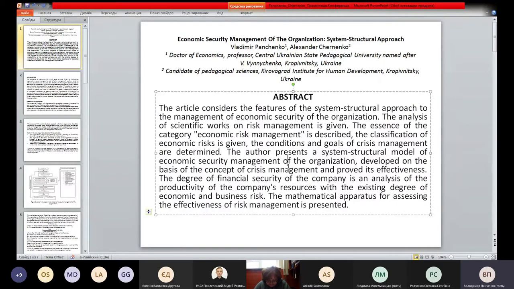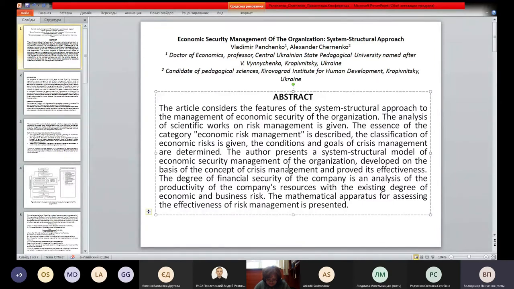Two, research methodology. The purpose of the study is to characterize two conceptual principles of managing the economic security of the organization using a system structural approach. The research uses scientific methods: analysis, system, induction, and deduction. Three, results of the research. One, features of economic security management of the organization.